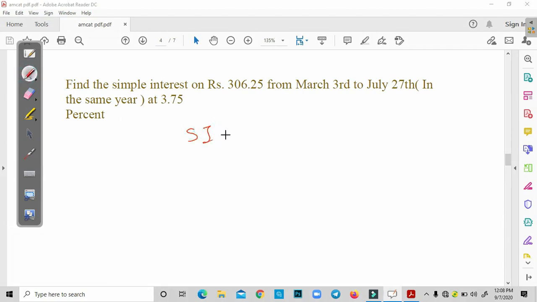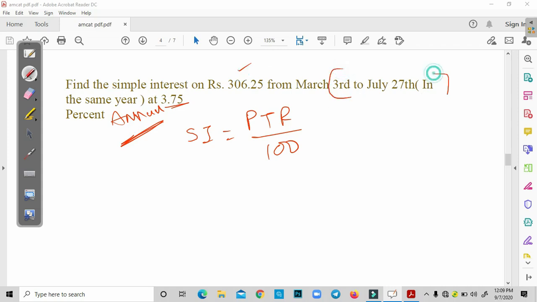Find the simple interest. SI equal to, we know, PTR by 100. Find the simple interest on 306.25 from March 3rd to July 27th of the same year at 3.75% per annum. Now here we know P, we know time, and we know R. It is a straightforward one. But see here, rate of interest will always be in terms of annum, but here we have time in terms of days. So we have to divide by 365 in order to convert into years.